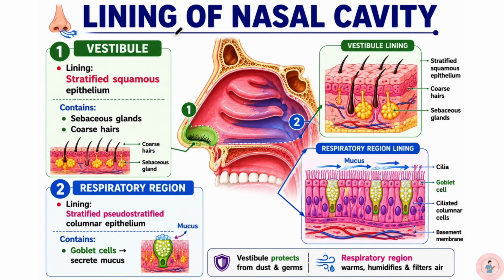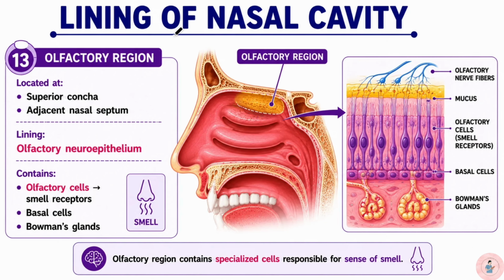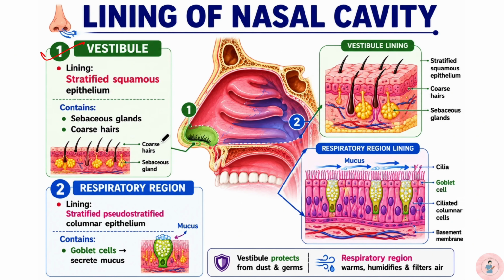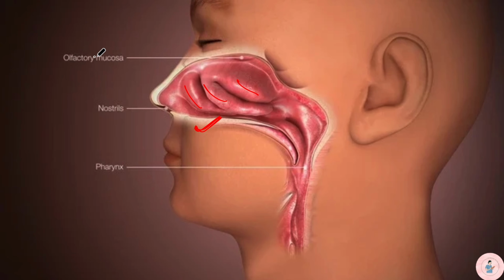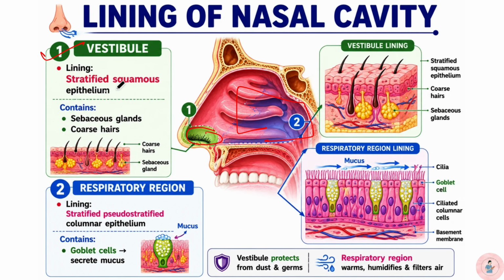We have three main regions of the nasal cavity, which is first one the vestibule, the second one is the respiratory region which is the largest region, and the third one is olfactory region. Fine. So जो vestibule है it is lined by the stratified squamous epithelium. ठीक है. Stratified का मतलब है that there are multiple layers. Squamous का मतलब है that the cells are very thin and flat in nature and they contain the sebaceous gland that we have already discussed earlier.